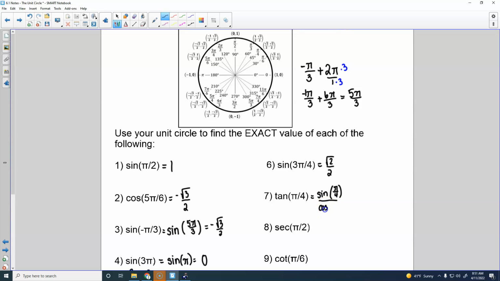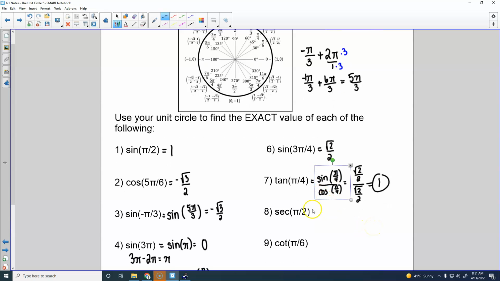Over cosine of pi over 4. And sine and cosine I can find from my unit circle. So you basically just have to take everything back to sine and cosine. Sine of pi over 4 right here is going to be square root of 2 over 2. And cosine is also square root of 2 over 2. What is square root of 2 over 2 divided by square root of 2 over 2? It's just 1, because anything divided by itself is 1. There. Okay, questions on those?